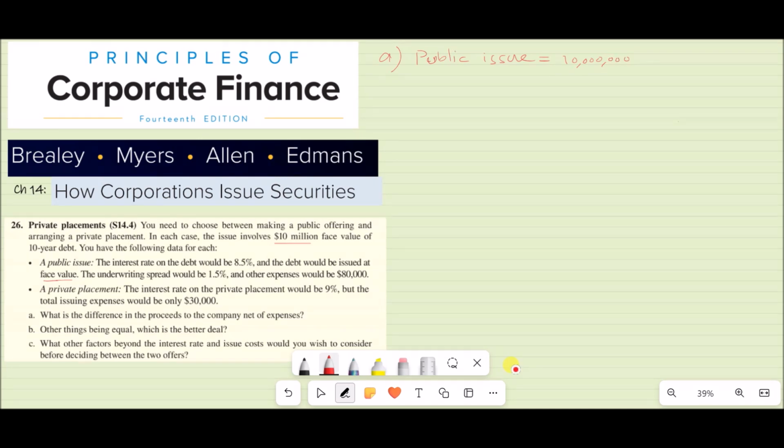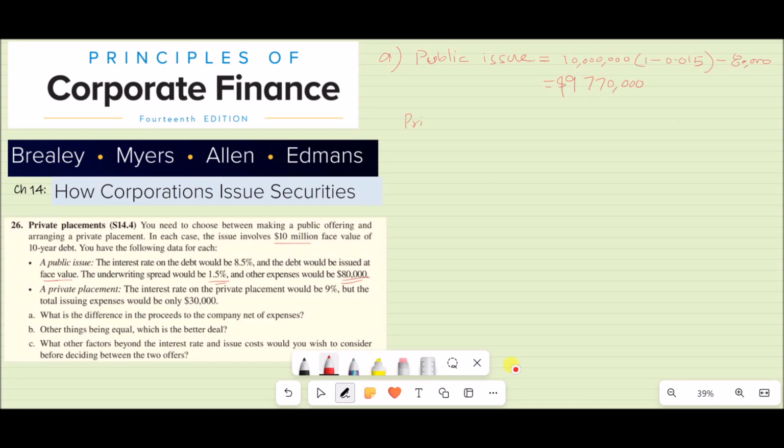and then we have to deduct the underwriter spread of 1.5%. Then we will deduct some other expenses, which are 80,000. So after solving all of this, we will have $9.7 million.